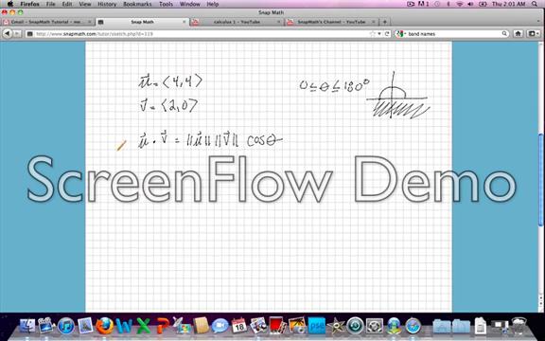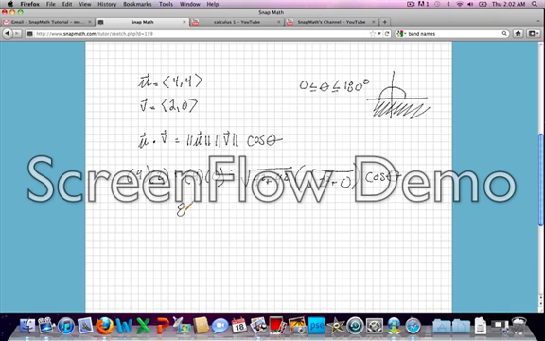U dot v is just calculated component-wise, so I'm going to multiply the first component of u times the first component of v, add that to the second component of u times the second component of v. The magnitude of u is the square root of the first component of u squared plus the second component of u squared, so 4 squared plus 4 squared. The magnitude of v is calculated the same way, and that gets multiplied by cosine theta, because I have no way to solve for theta at this point.